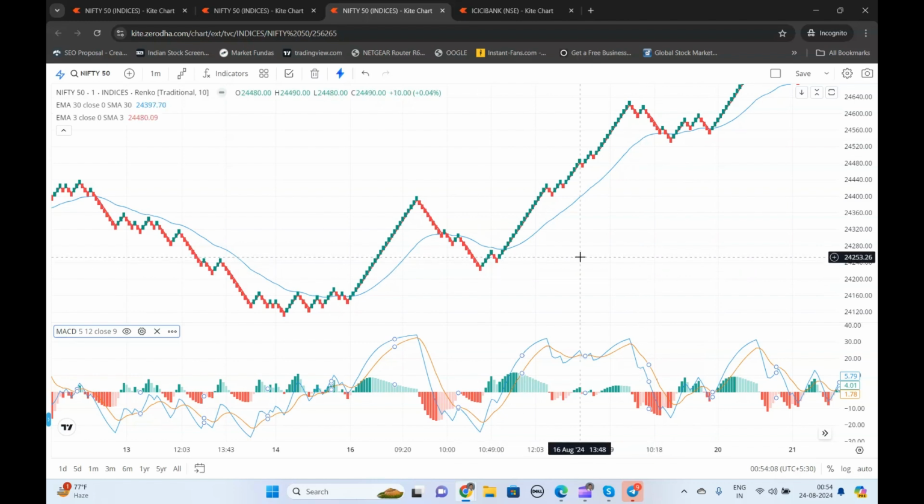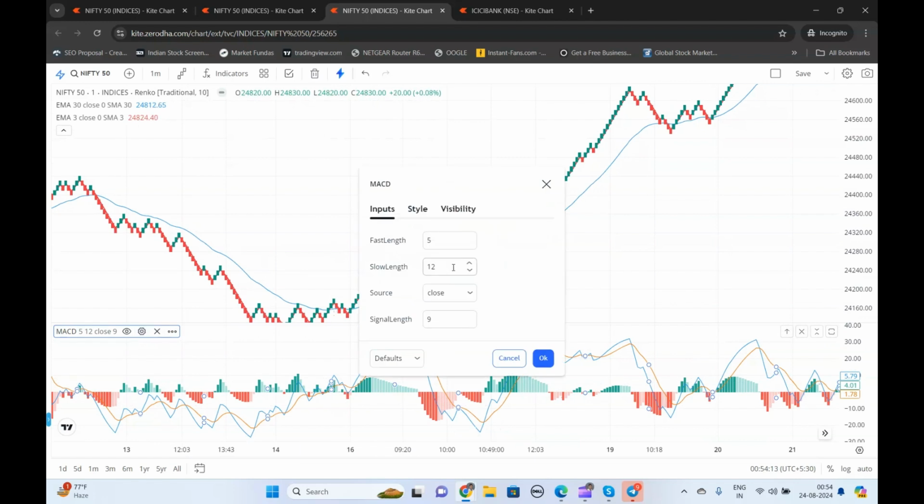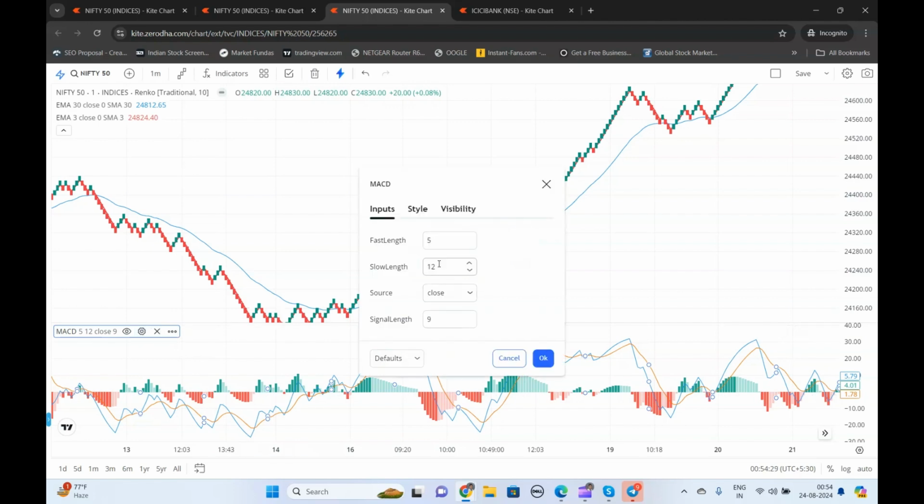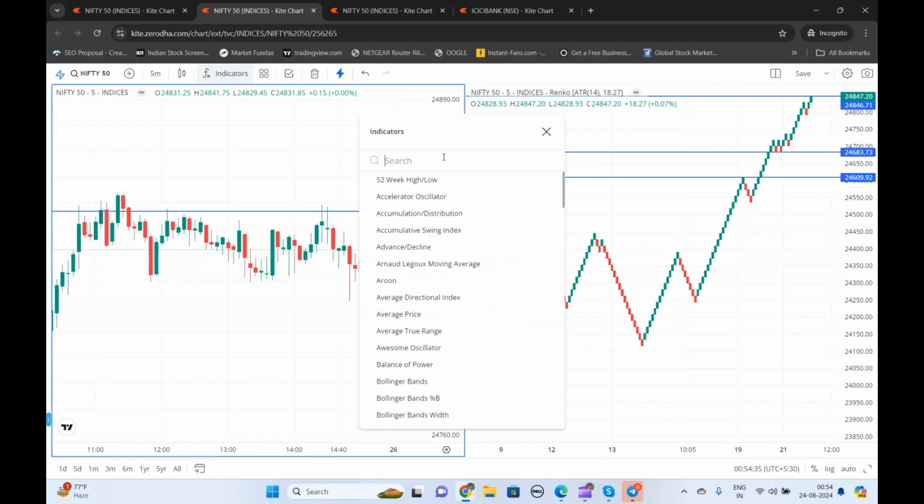And look here, I put 5 and 12. Ideally, it is like 26 and 12, I think, if I'm not wrong. Something like that. Okay, let me check what is the ideal. I forgot.